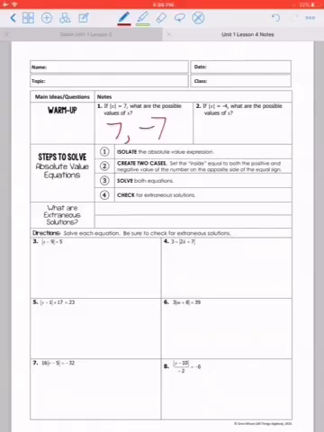Okay? If the absolute value of x equals negative 4, what are the possible values of x? Okay, for number 2. Can you think of anything where if I took the absolute value I would get a negative 4? You're actually not going to be able to do that. So the absolute values are always positive. Okay, you can't get a negative absolute value.